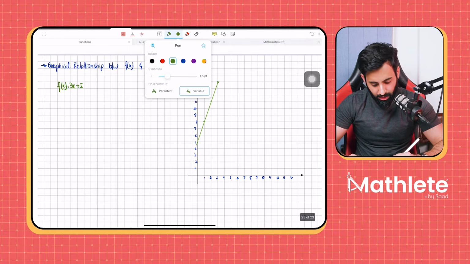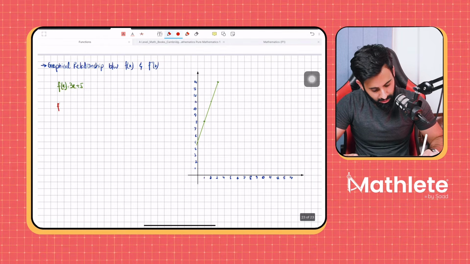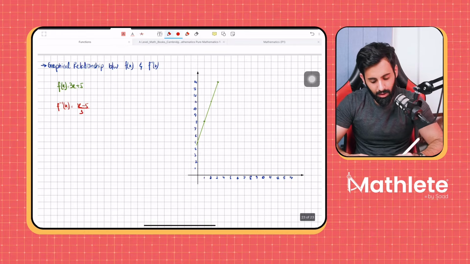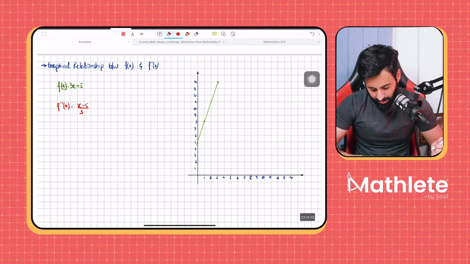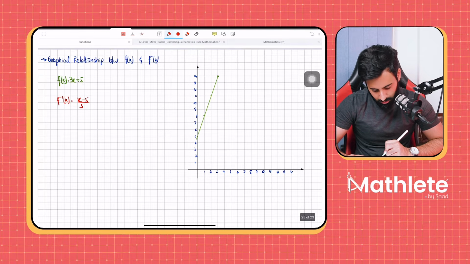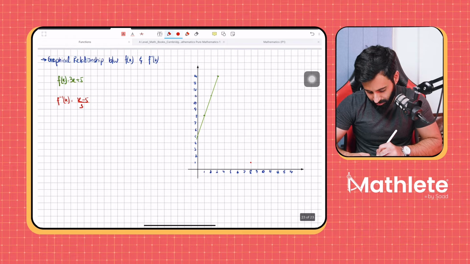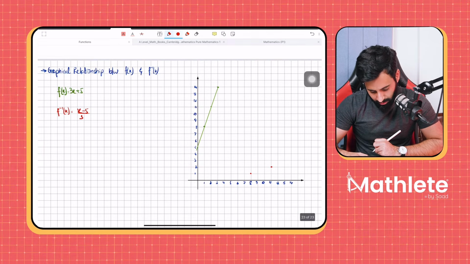Now let's talk about the inverse, which I'm going to make using the color red. So the inverse function was basically x minus 5 upon 3. And what happened in the inverse function? If you plugged in 8, you got 1. If you plugged in 11, you got 2. And if you plugged in 14, you got 3.